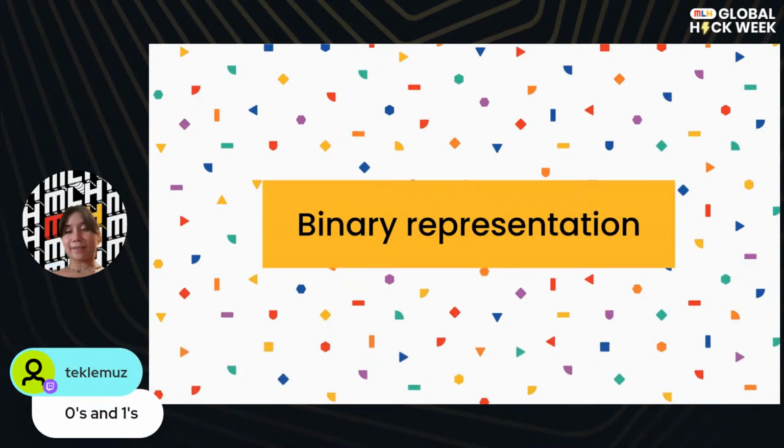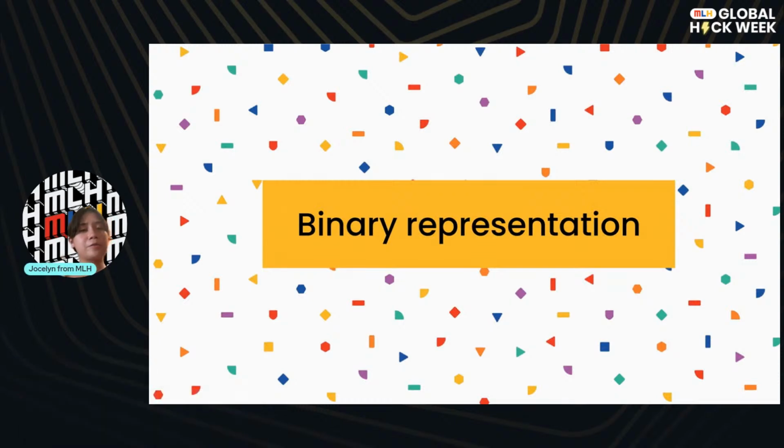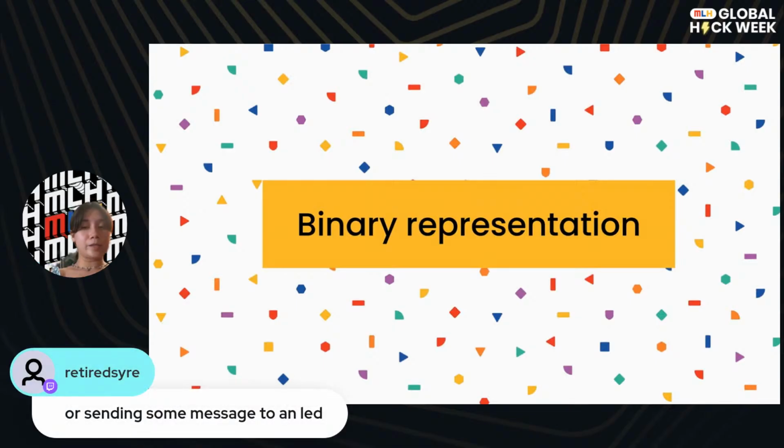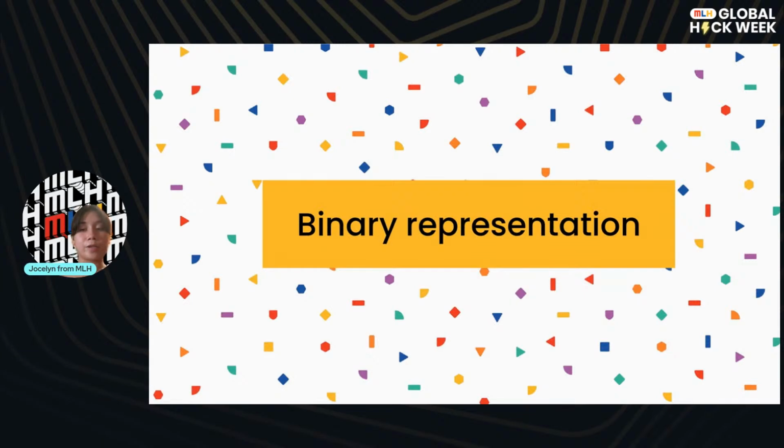Zeros and ones. Yes, exactly. Trying turning bulbs on. Yeah, for sure. I would say the simplest project that you can build is turning on an LED light using your Arduino. Arduinos are also fairly cheap, so I wouldn't recommend buying the original brand, because that one is expensive. But you can get a Chinese board for less than $5 USD, which is standard. They're very cheap. Or sending some message to an LCD. Yeah, for sure. There are a lot of projects that you can start with using your Arduino controller.